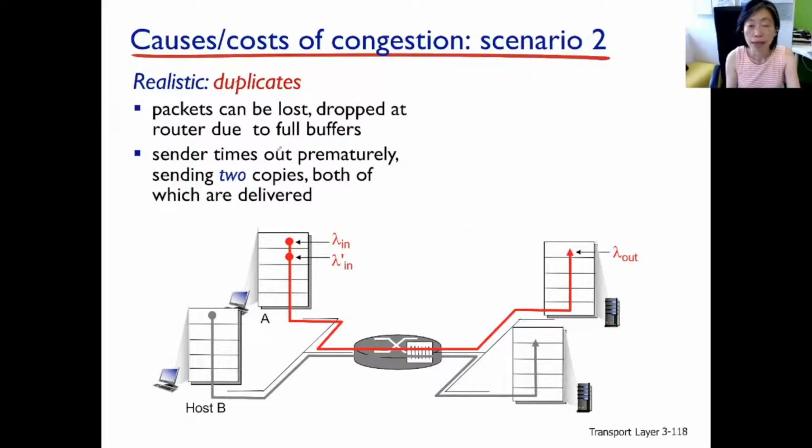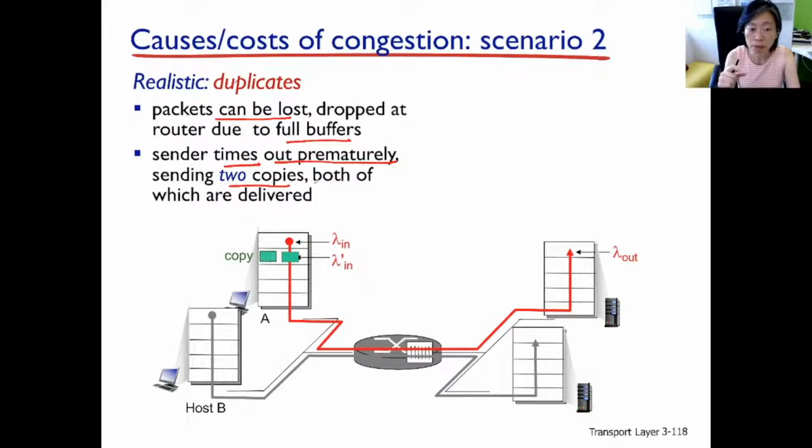To make it even more realistic, we know earlier that when the buffer is full, the packet can be lost. The thing is that at the sender side, in order to detect if there's a buffer full, if there's a packet loss, we set up a timer as well. So this timer can go out prematurely and therefore send copies while we don't really need it. It's illustrated by the animation here.